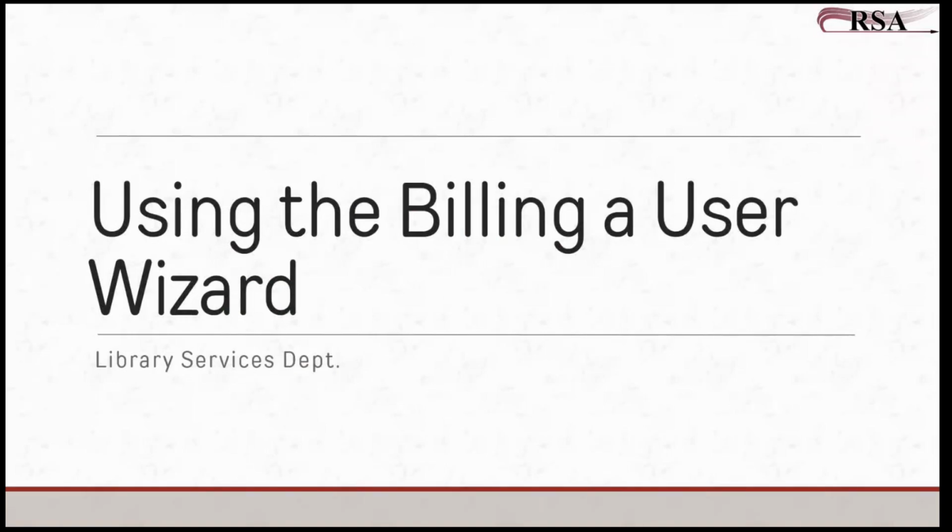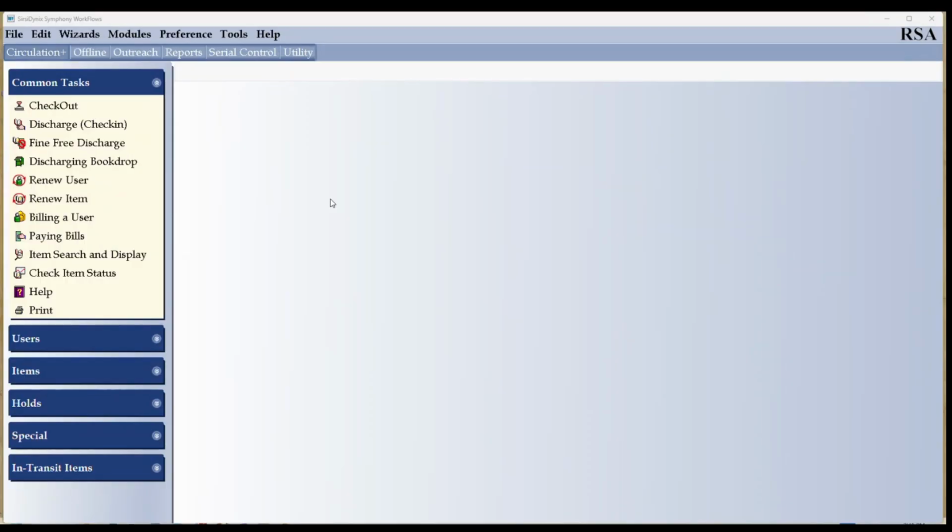Today, we're going to cover using the Billing a User wizard in Workflows. Once you're in Workflows, make sure you're in the Circulation section and then go into the Common Tasks group. There is a wizard that is called Billing a User.